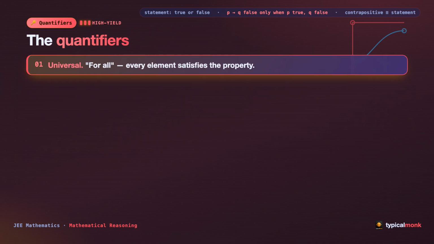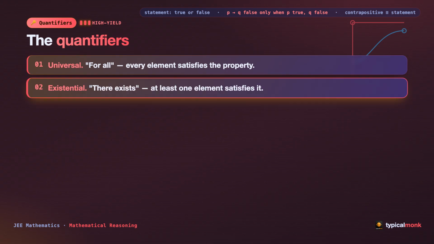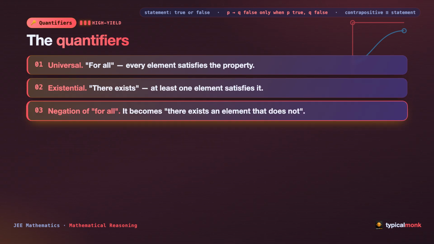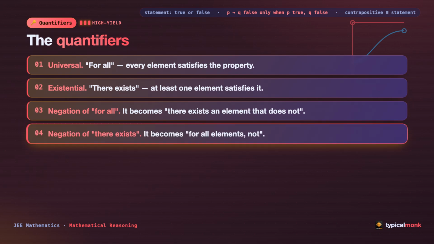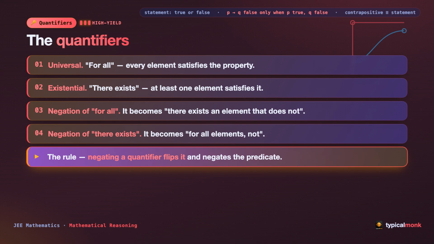Now, the quantifiers, the words for all and there exists. The universal, for all: every element satisfies the property. The existential, there exists: at least one element satisfies it. Negation of for all becomes there exists an element that does not. Negation of there exists becomes for all elements, not. The rule: negating a quantifier flips it and negates the predicate that follows.